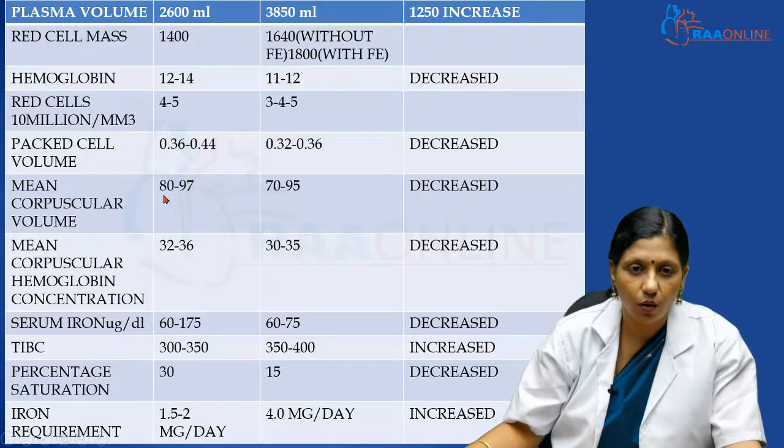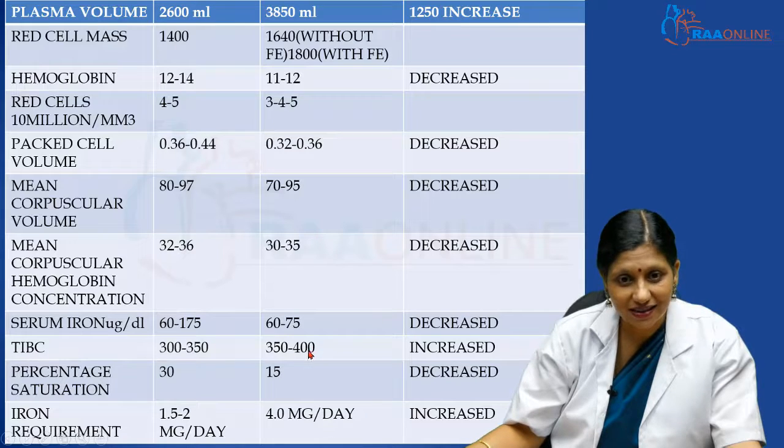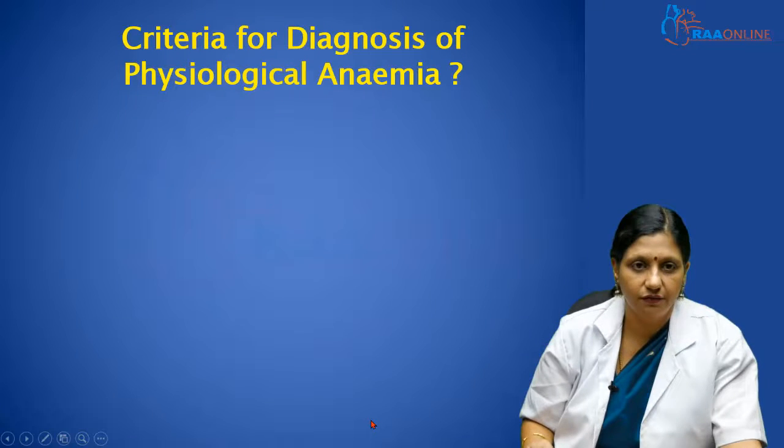Mean corpuscular volume also falls in pregnancy. The mean corpuscular hemoglobin concentration falls in pregnancy. The serum iron also falls in pregnancy. The total iron binding capacity is increased in a pregnant individual. The percentage saturation is decreased and the iron requirement from 1.5 milligram per day goes up to 4 milligram per day in a pregnant individual.